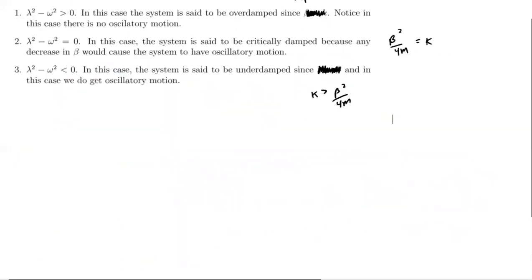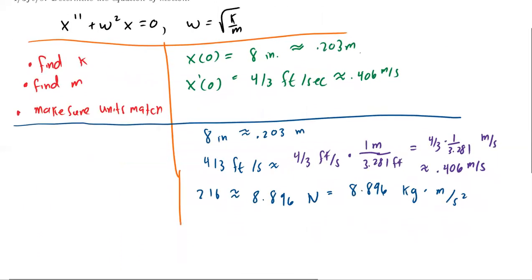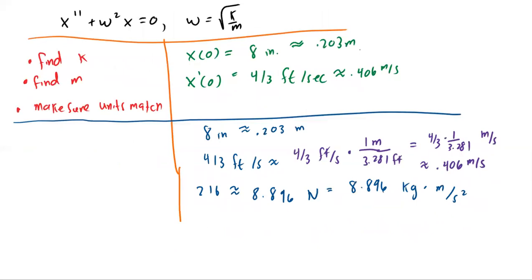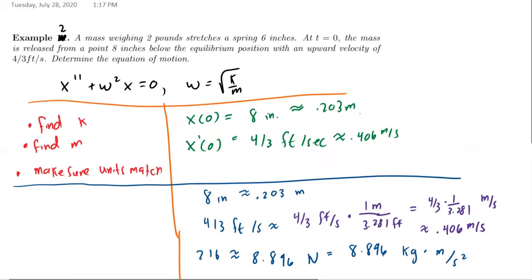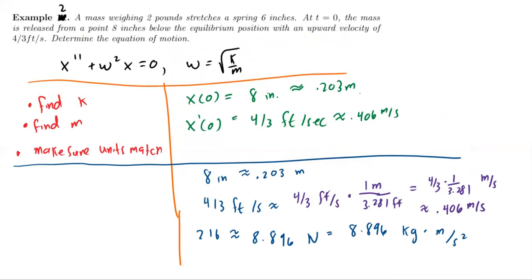That's example 3, sorry. Let's go back to example 2. So let's do the calculation. We're given that a mass weighing 2 pounds stretches the spring 6 inches. We have to convert 6 inches to meters as well, because again, I want to work only with meters. So let's do that conversion. 6 inches is approximately, let me just do this one on my calculator. So 6 inches to meters.